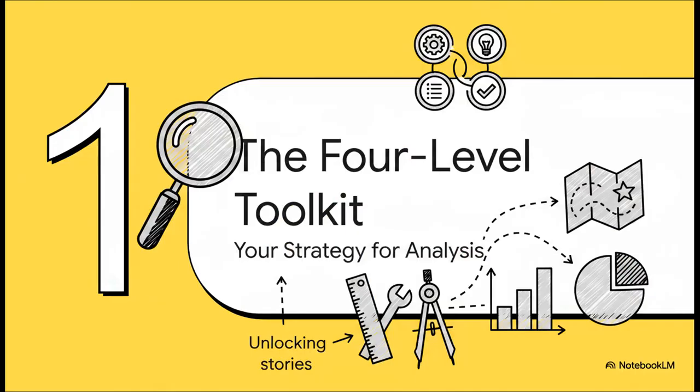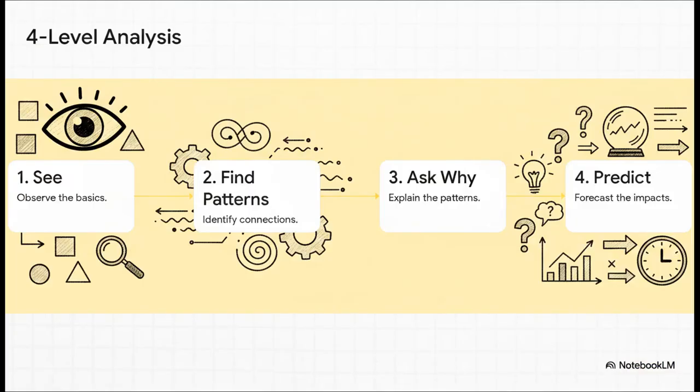Turns out, to unlock the stories in any map or chart or graph, you need an attack strategy. A kind of toolkit that lets you systematically break down what you're looking at. And we are going to walk through a fantastic 4-level toolkit right now. It's actually a pretty simple 4-step process. First, you just see the basics. Second, you find the patterns. Third, and this is the big one, you ask why those patterns exist. And finally, you predict what might happen next. Let's break each of these down.